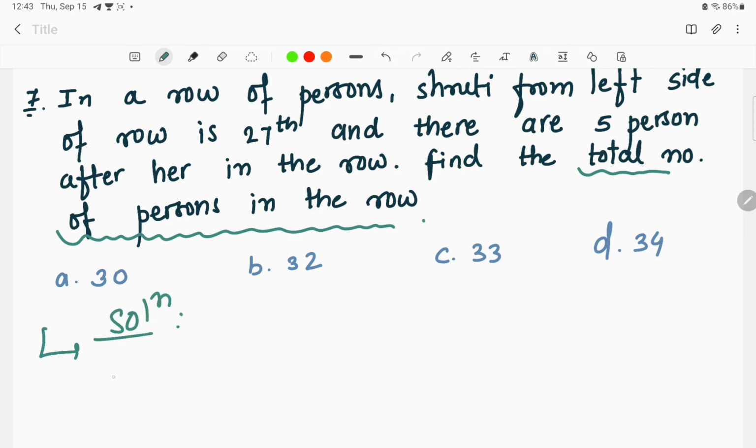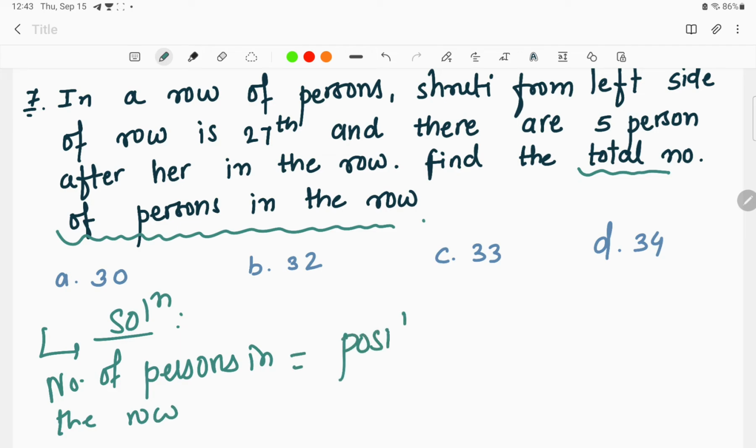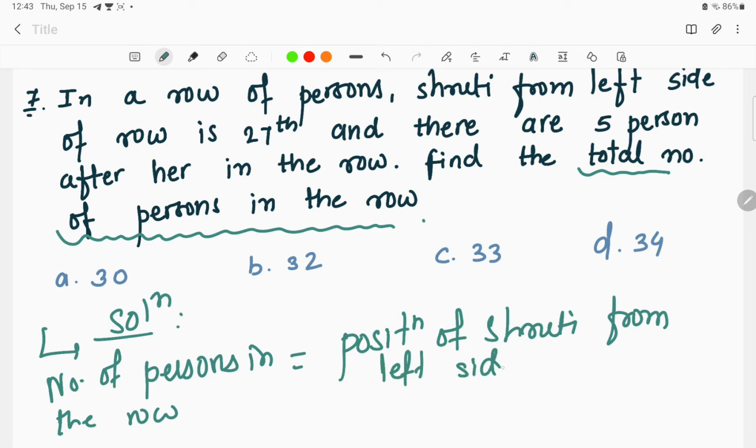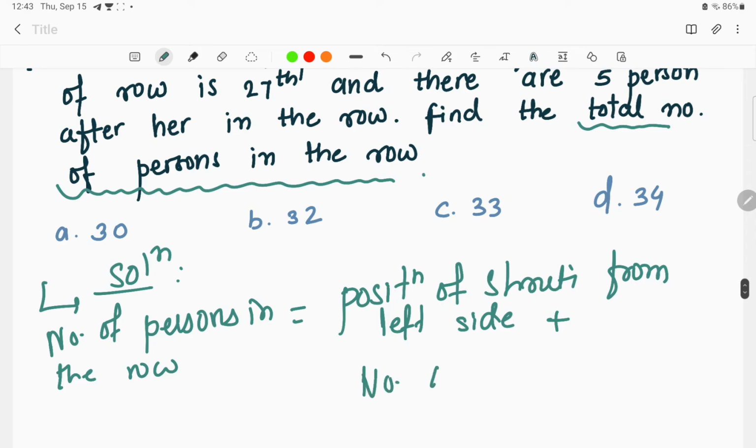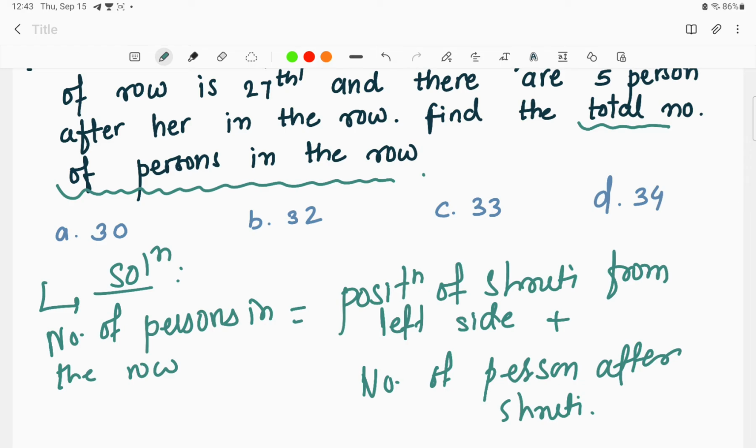For example, in this solution, number of persons in the row equals position of Shruti from left side plus number of persons after Shruti. This is the formula. Whenever such kinds of questions are asked, you can directly put this formula: the number of persons in a particular row is the position of that particular person mentioned in the question plus the number of persons or objects after that person, that is after Shruti over here, right?